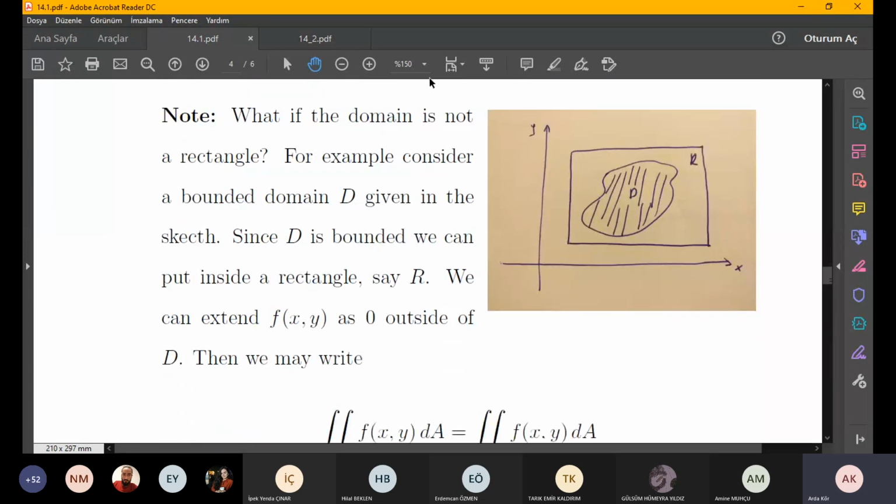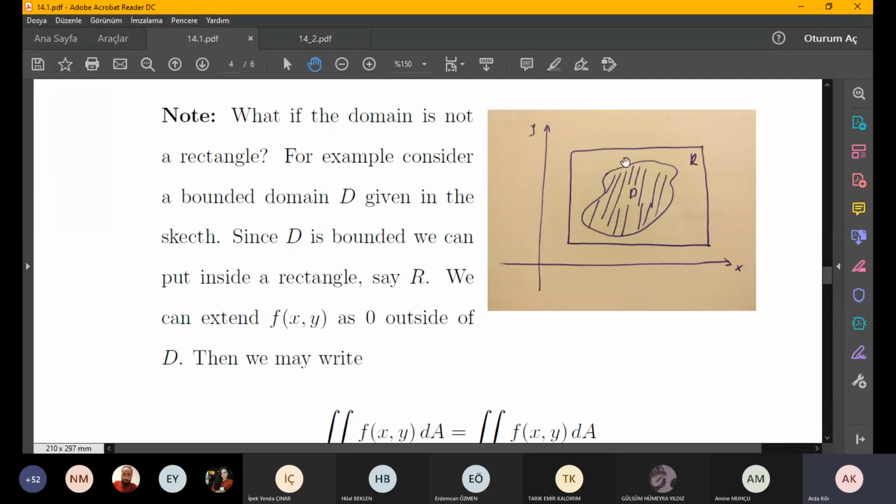So until now we are considering D as a rectangular region. So now here we have a question: what if the domain is not a rectangle? For example, if it is considered as that kind of bounded region.